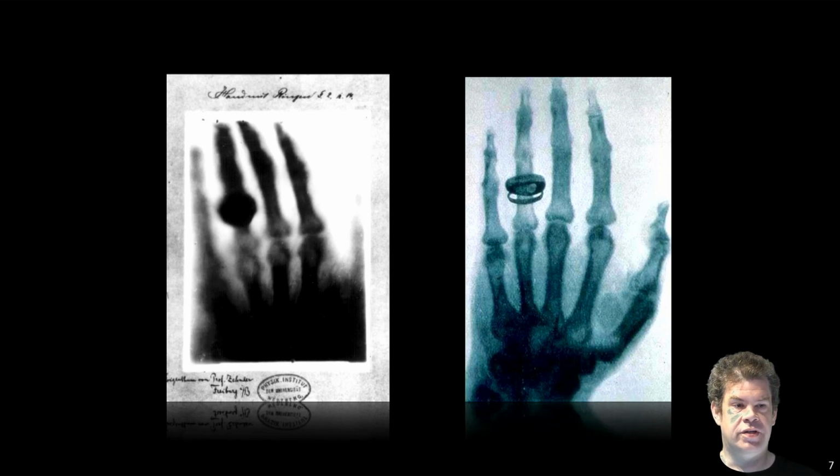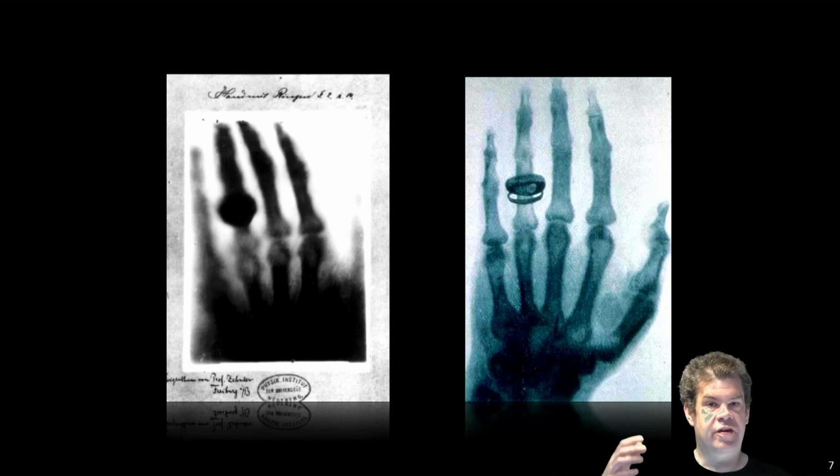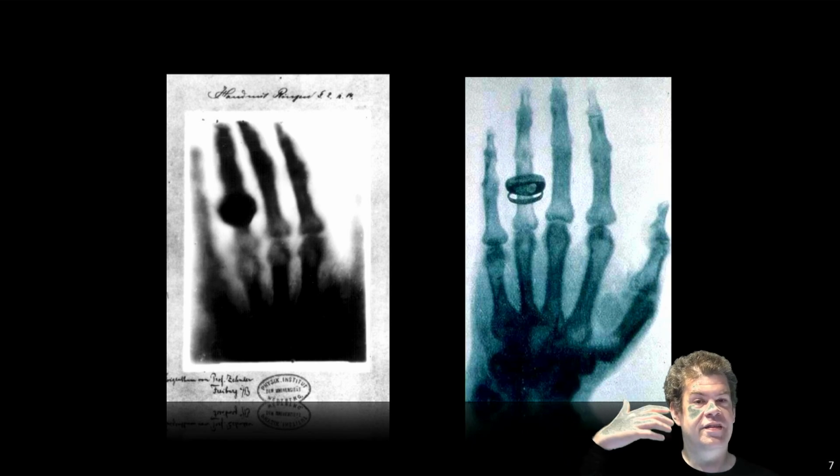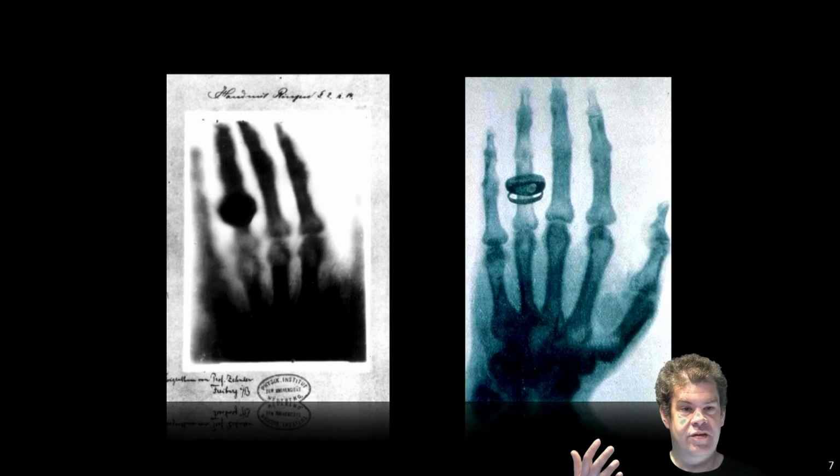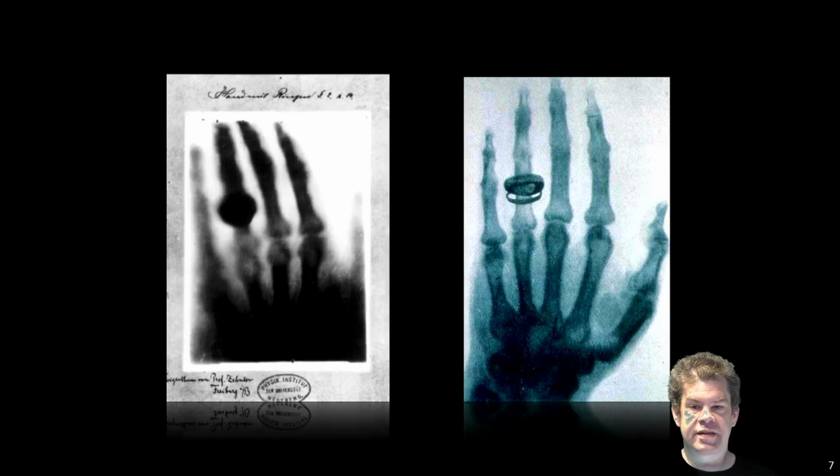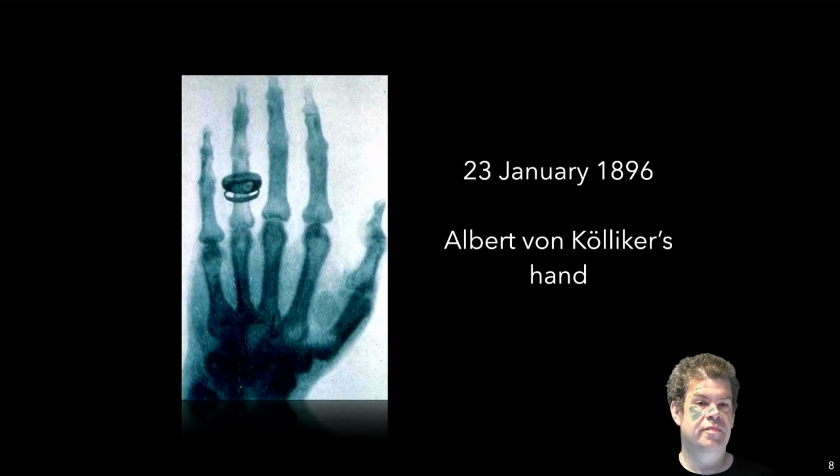Here's another image of, I would say, significantly higher quality. So it's again an image of a hand. It's again wearing a ring. So I guess they put the rings on because they thought it's kind of cool that you can see the ring around the hand. And that was taken, as I said in the beginning, that's the hand of a person called Kölliker. And that was taken 23rd of January.